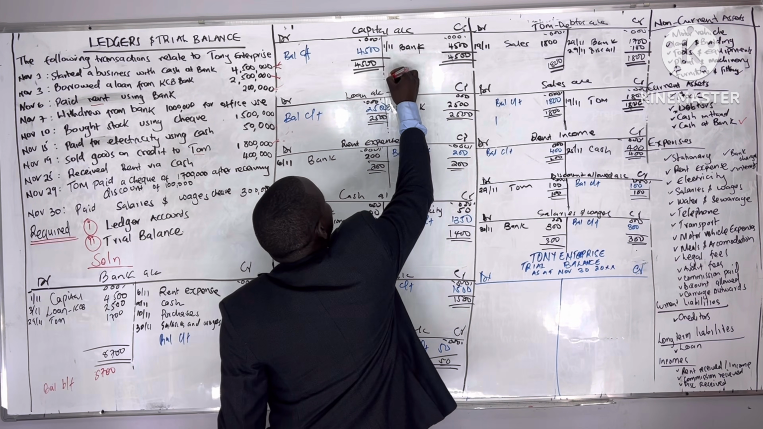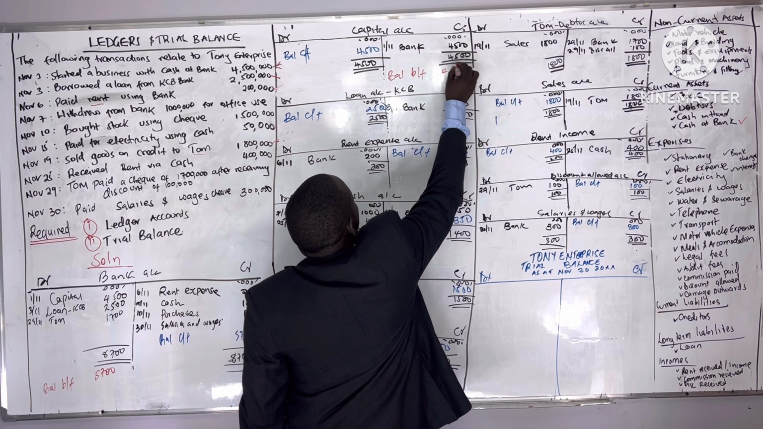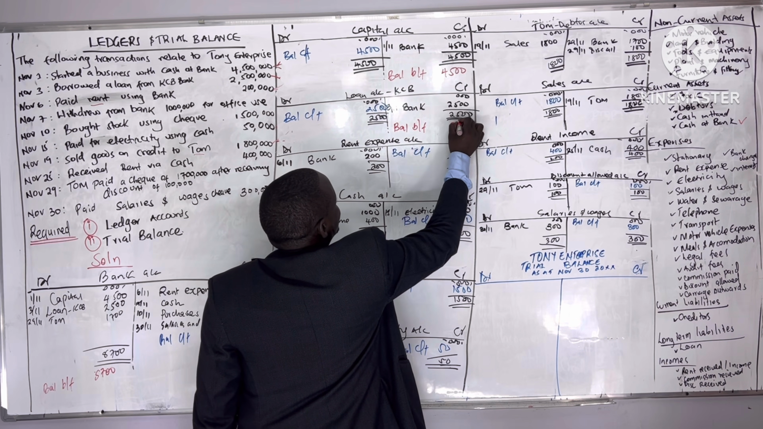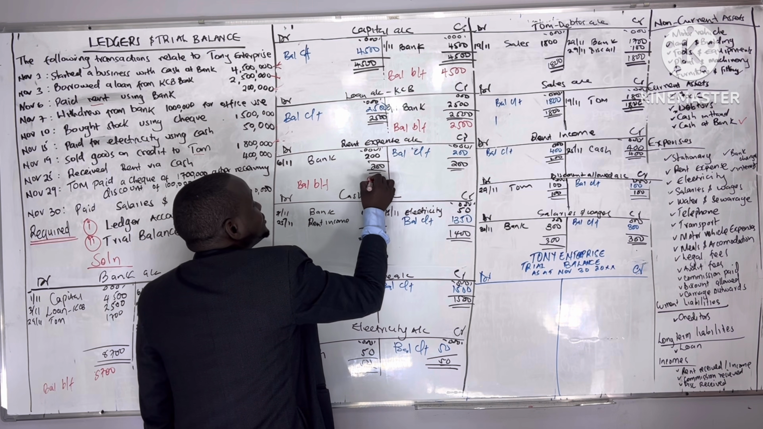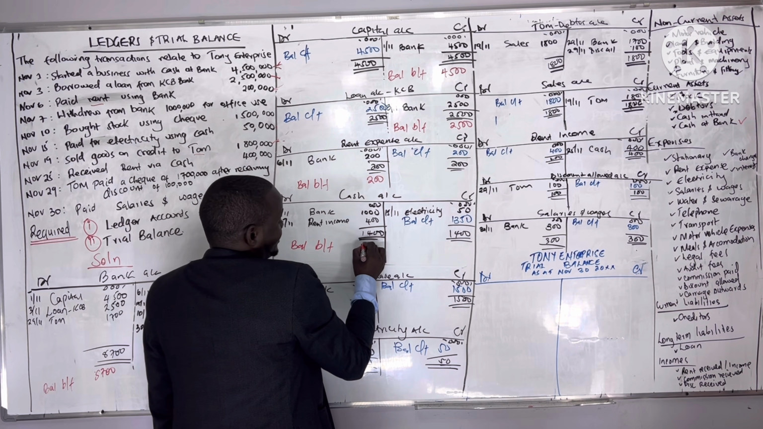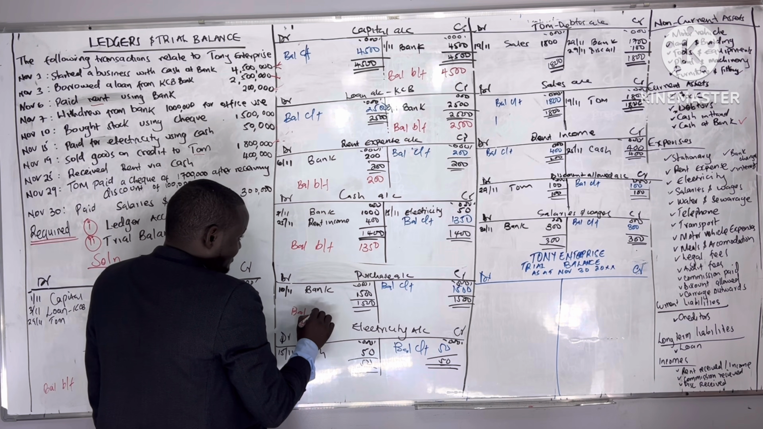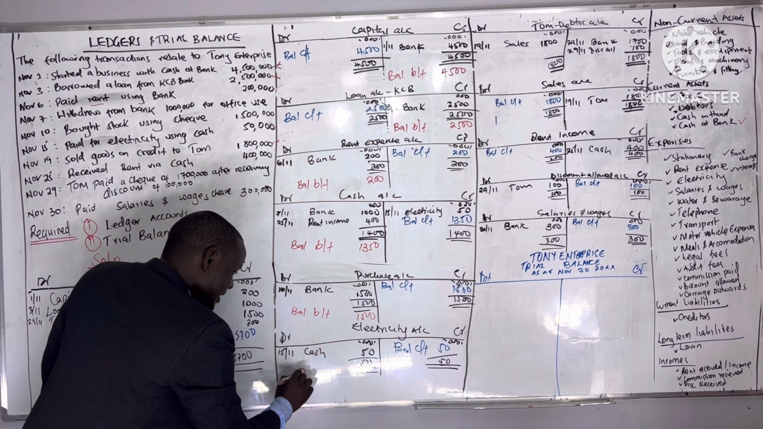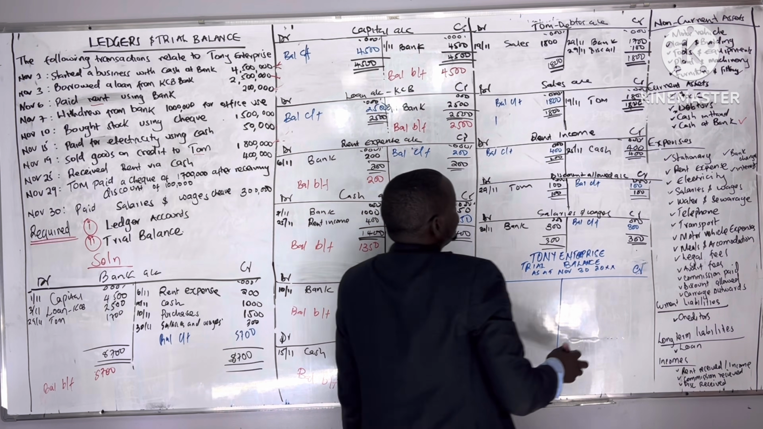Here again we have balance brought forward, 4,500. Here we also have balance brought forward, 2,500. Balance brought forward, 200. Balance brought forward, 1,350. Balance brought forward, 1,500. Balance brought forward, 50. That is how we write the balance.